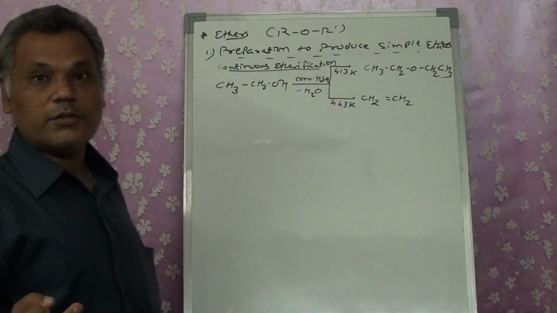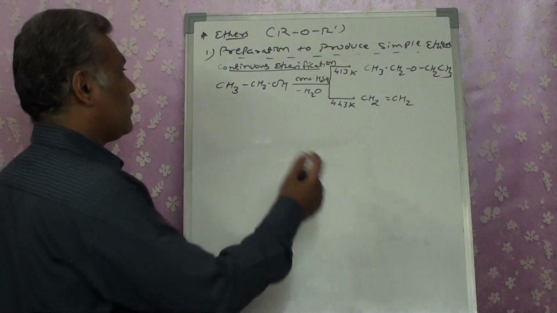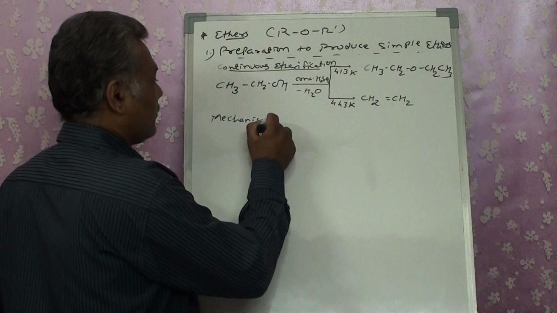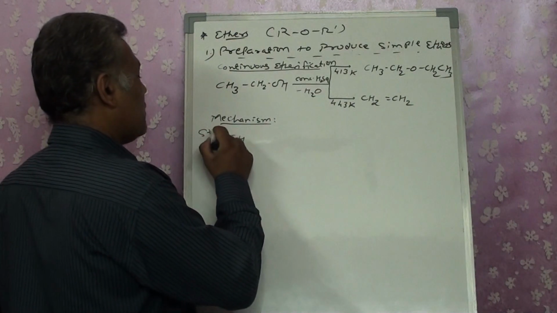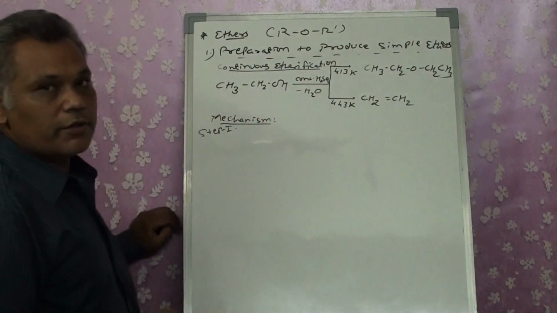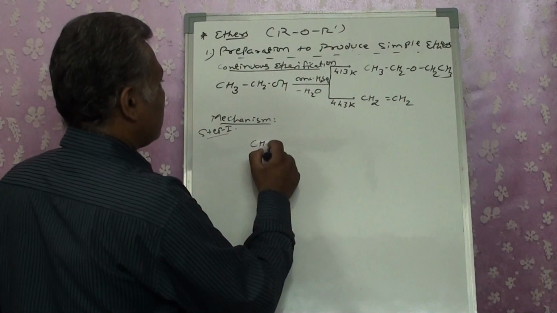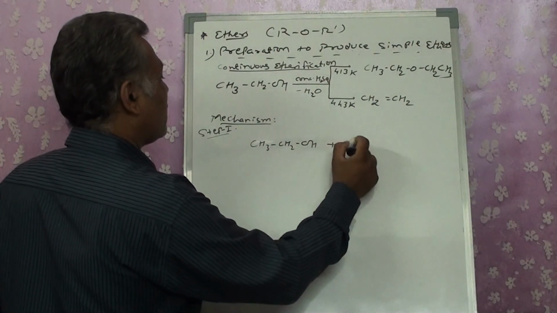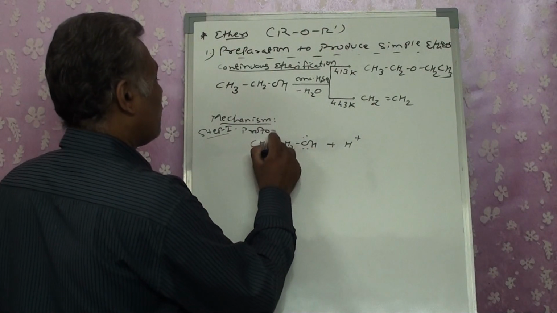Right? Now let's see the mechanism. This is your third mechanism of the chapter. What is the mechanism of this reaction? We are doing step 1. We are carrying out the reaction with concentrated H2SO4, so I am going to get H+ and CH3CH2OH. I am going to react it with H+. That means this particular reaction is known as protonation.